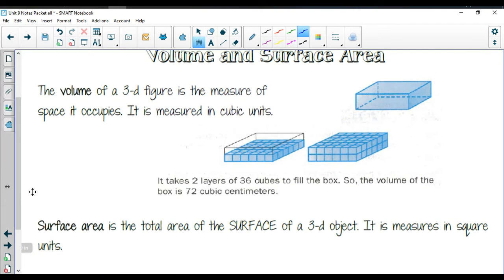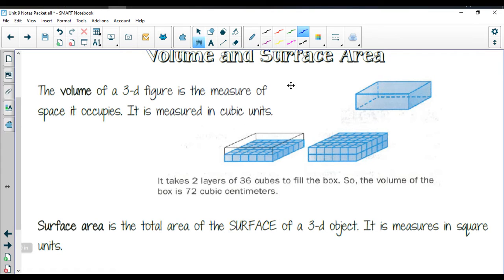Volume of any given 3D figure is the measure of space it occupies. It's going to be measured in cubic units. Three-dimensional objects, remember, have length, width, and height. There's something that we can actually hold in our hand. So in order to work with this one, when we find volume, it's going to be space that it actually takes up. So when I'm holding it in my hand, how large is it?